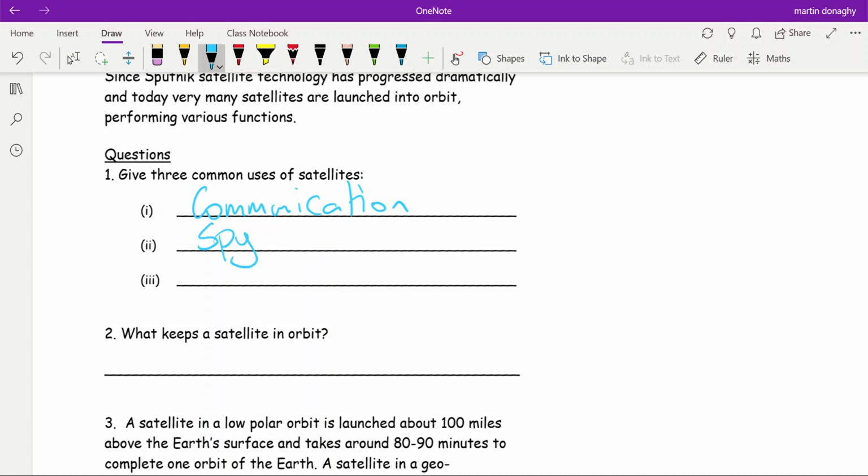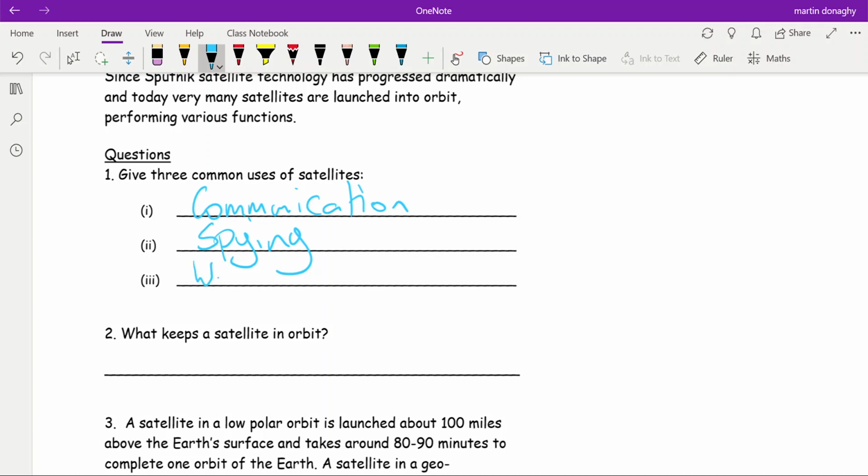Another thing is spying. If we want to check where another country's tanks are, we can put a satellite up into space. Remember, space is only 100 kilometers away. So if you go directly up 100 kilometers, you get to the edge of our atmosphere. That's space. So they're not that far away. And with very powerful cameras, they can take very good photographs of the ground.